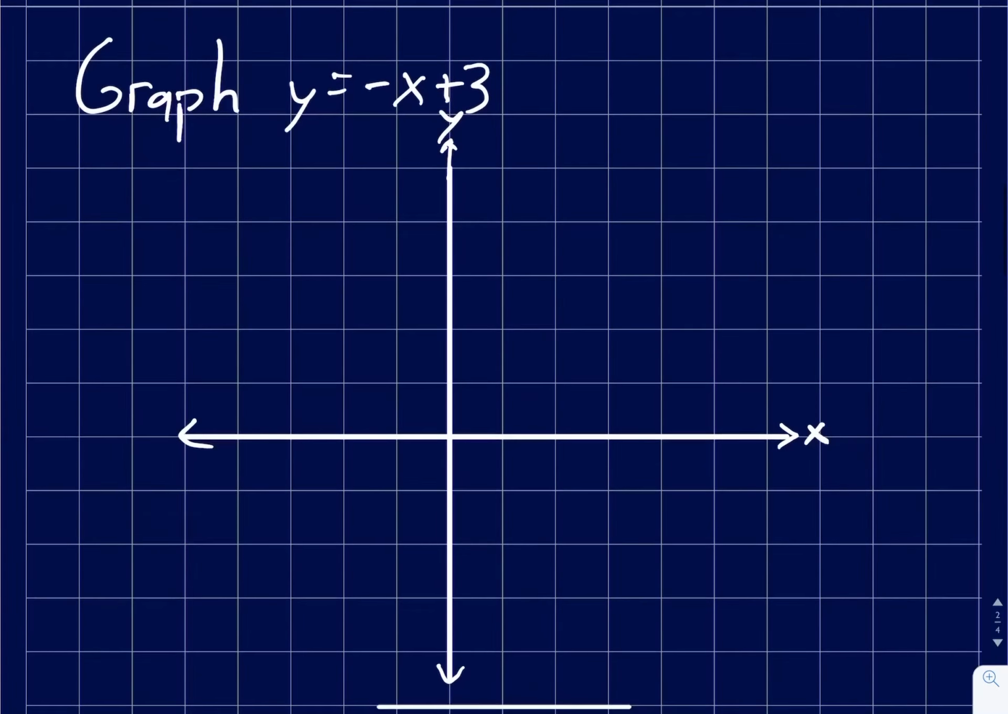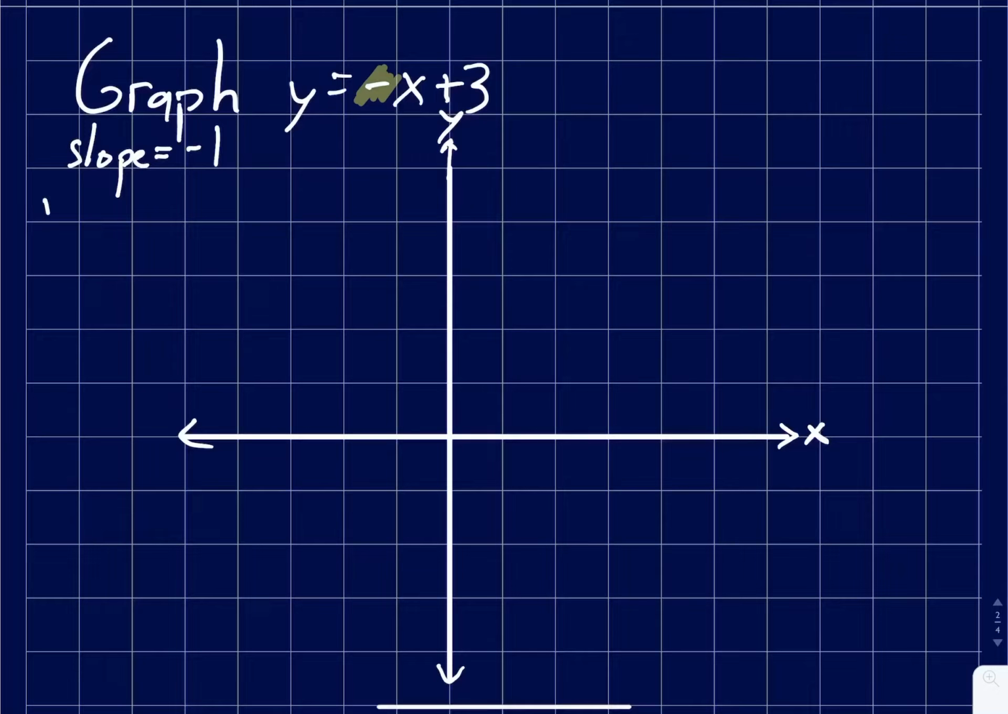This one is y equals negative x plus 3. So our slope is right there. It's negative. There's just a negative. Well, we know that that's negative 1. So our slope is negative 1.